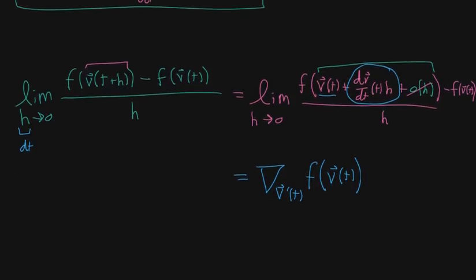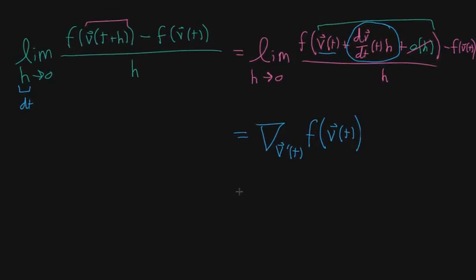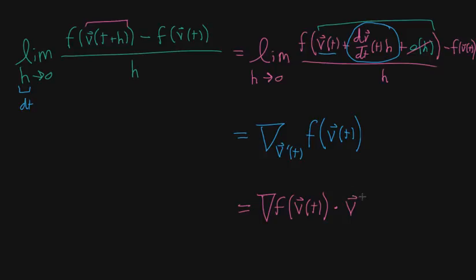Because when you evaluate the directional derivative, the way that you do that, you take the gradient of f, evaluate it at whatever point you're starting at. In this case, it's the output of v of t. And you take the dot product between that and whatever your vector is, which in this case is the vector valued derivative of v. And that's the multivariable chain rule.